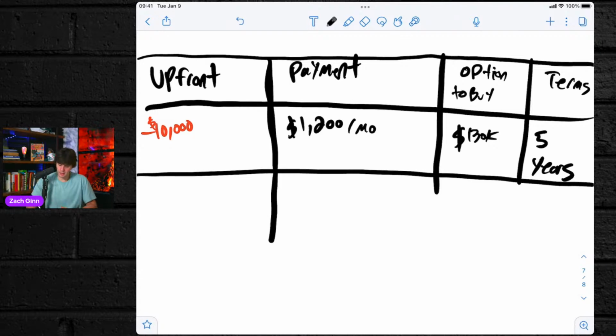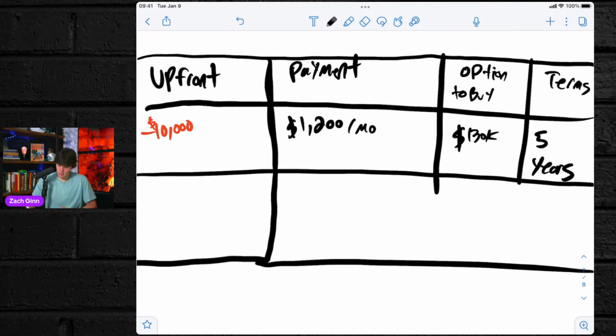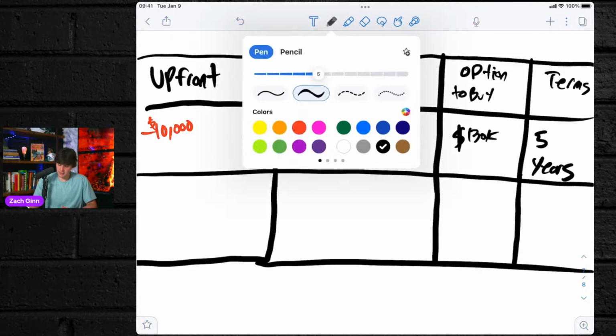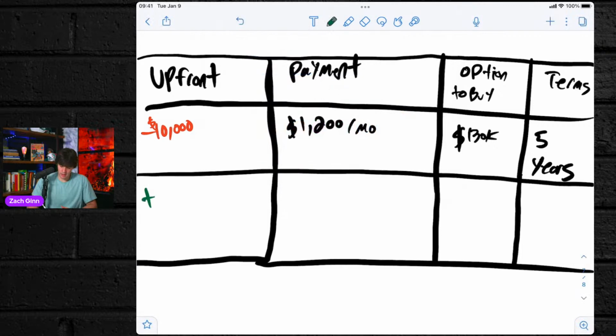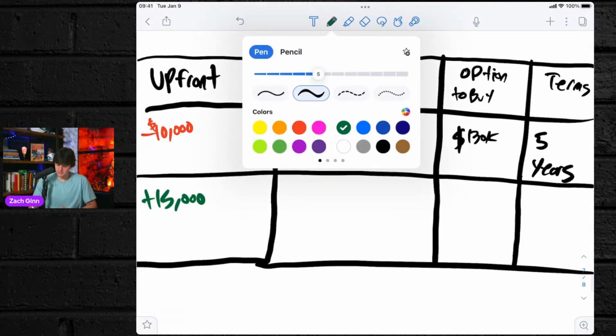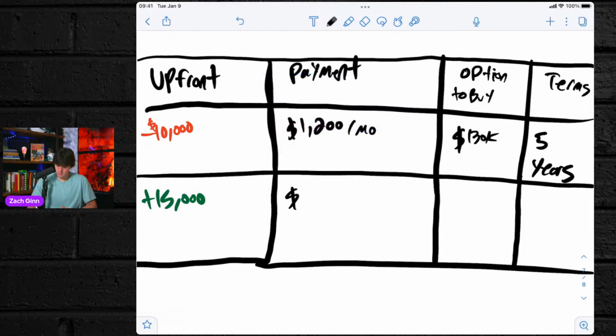And what they're going to do here is they're going to give me $15K up front. They're going to pay $1,450 a month for 5 years. So no rent increases, which is actually a good deal for them. And they have an option to buy this thing for $70,000 in 5 years.